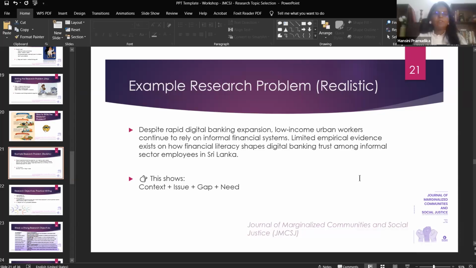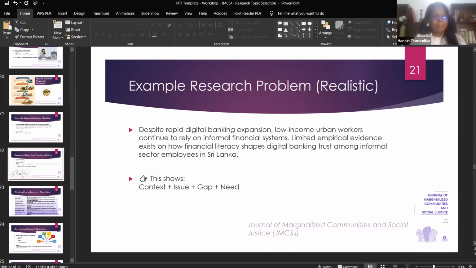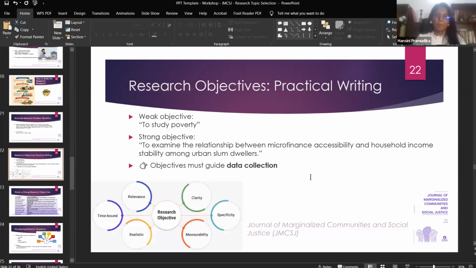Okay. Likewise, you also have to determine your research problem based on the insights I have already given. So think carefully, and write carefully as well. And then research objectives, practical writing. Now you have identified your research title and you have determined your research field.